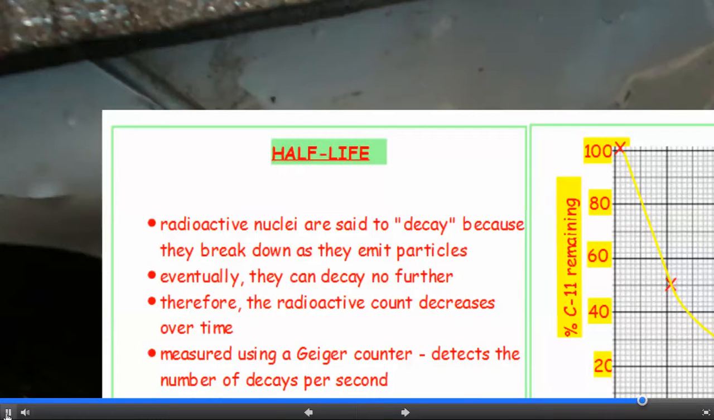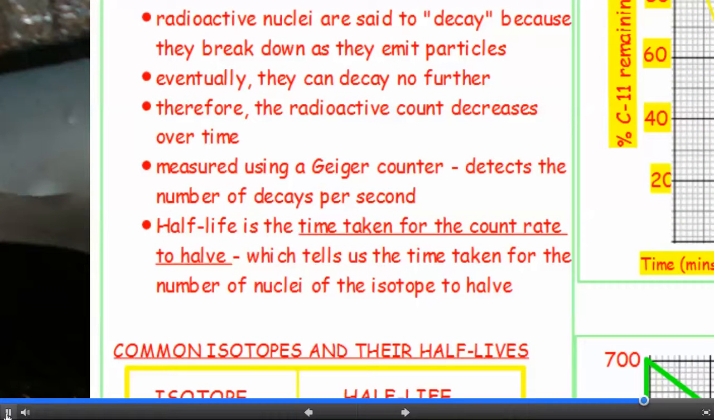Half-life. Now, radioactive nuclei are said to decay because they break down as they emit particles, and eventually they can decay no further. So that means that the radioactive count decreases over time. The count is measured using an instrument called a Geiger counter, and this detects the number of decays per second. And we measure this in half-life. Half-life is the time taken for the count rate to halve. And this basically tells us the time taken for the number of nuclei of the isotope to halve.